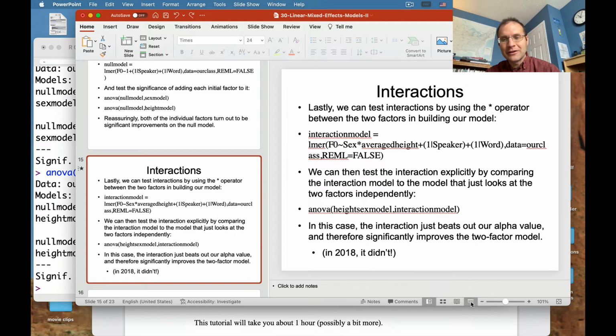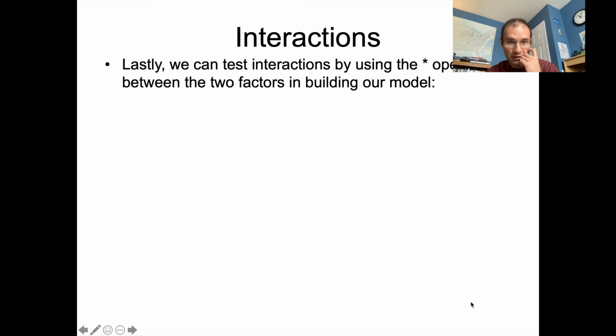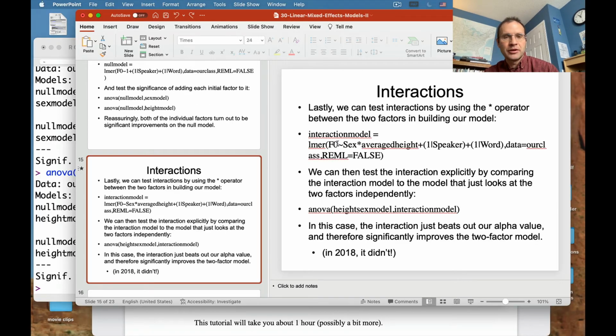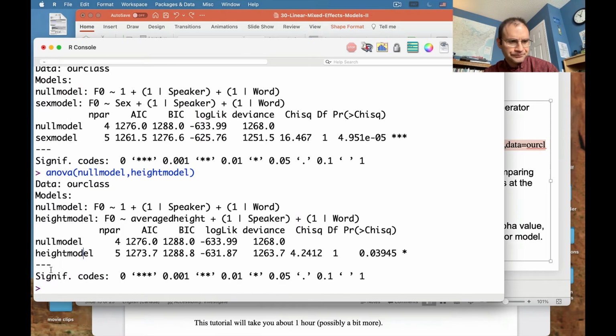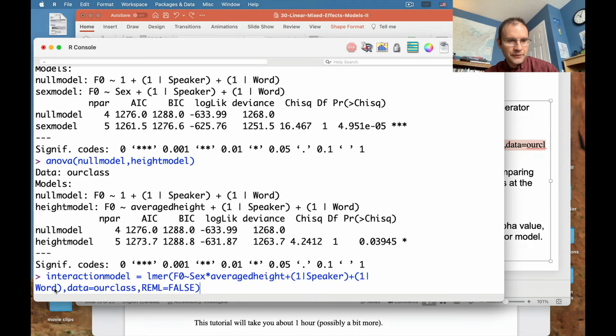Speaking of throwing everything but the kitchen sink into the model, I will let you know that you can test interactions for mixed effects by using the star operator again in R. So I'll show you just one example of how that works. We'll create an interaction model here where we have both of our fixed effects, and then we're also going to look at the potential interaction between the two, because I said they have an effect on each other, with the star operator right there.